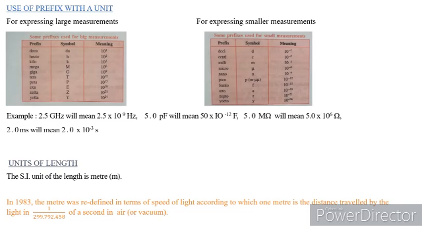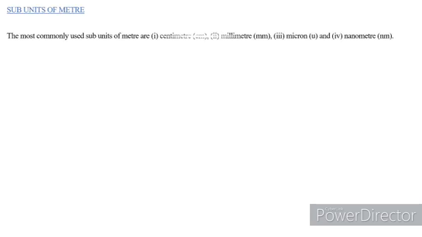So this is what they were trying to define for each unit. Now we will be moving on to the next topic, that is the sub units of length. Let us see what are the sub units of length. There are four most commonly used subunits of length: centimeter, millimeter, micron, and nanometer.